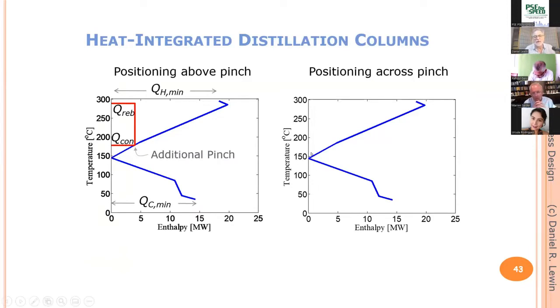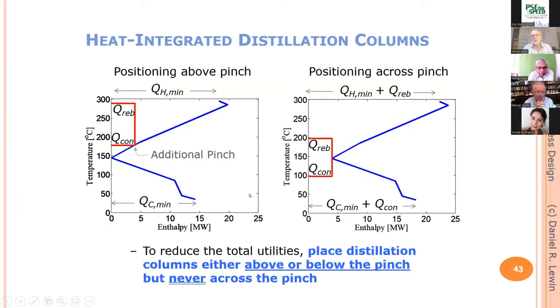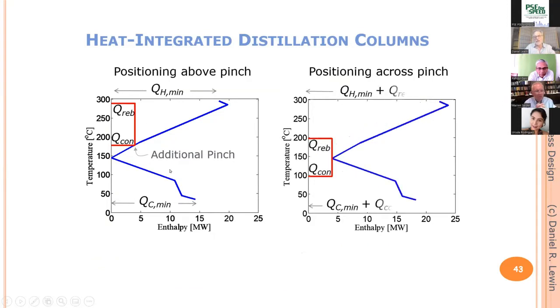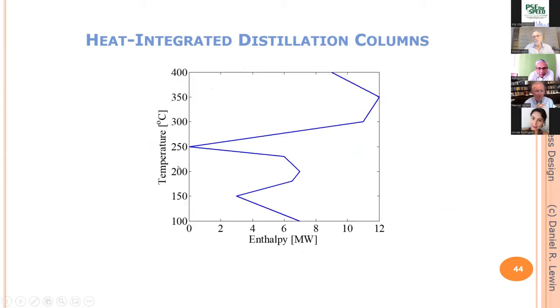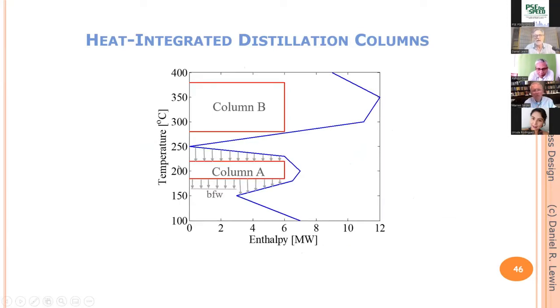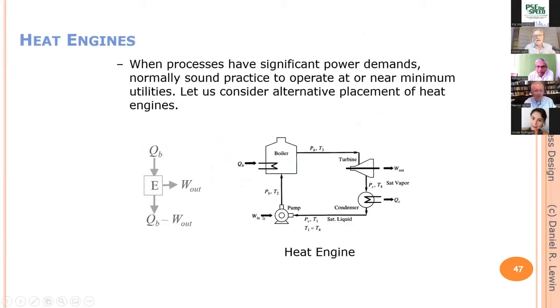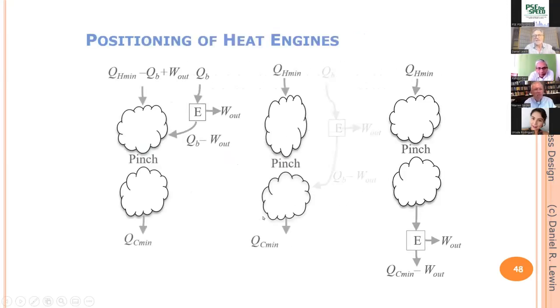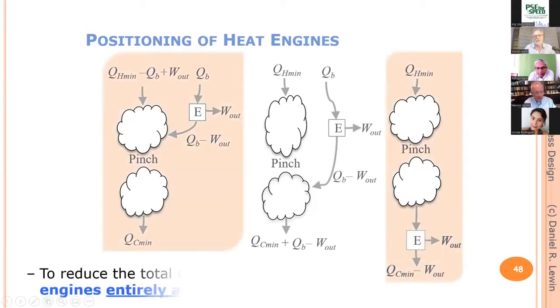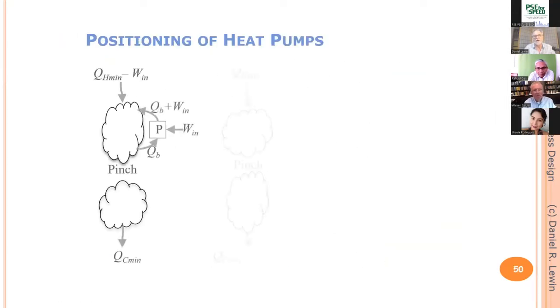Here's the pinch. But if we decide to place it across the pinch, basically what we're doing is we're not heat integrating the distillation column. Its reboiler and condenser duties are added on to the targets we had before. So that's a clear reason for opting for this solution and not this one. And what's nice about the grand composite curve is it allows one to integrate rather complex distillation column systems within an existing process very nicely. Heat engines have either got to be positioned above or below, not across, and heat pumps have to be placed across the pinch, of course.